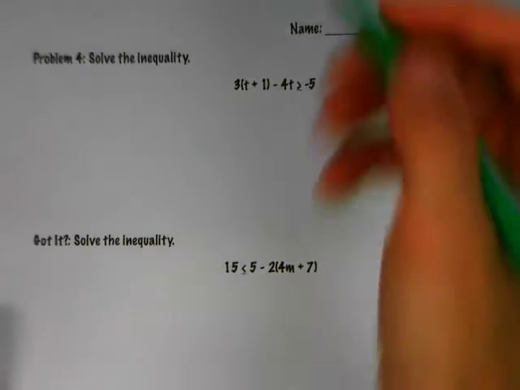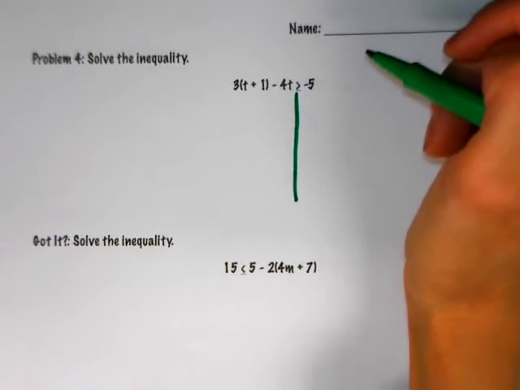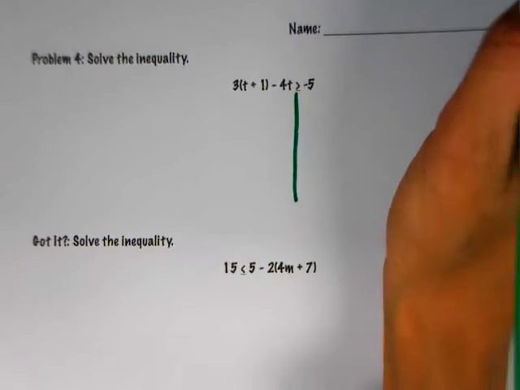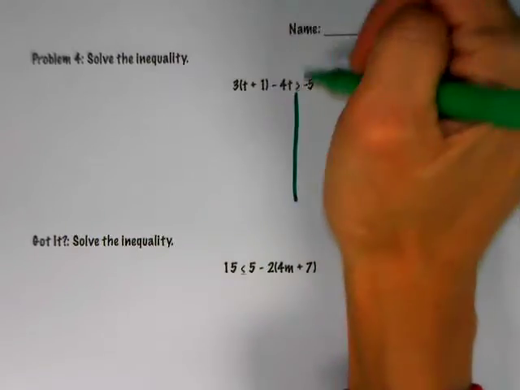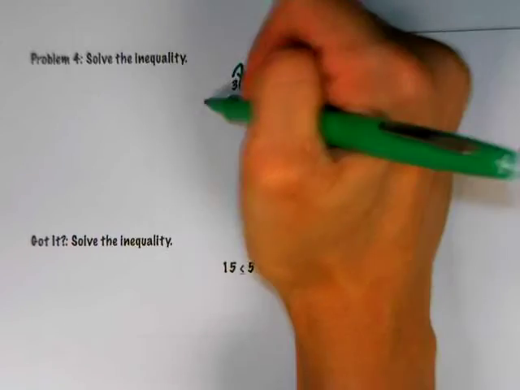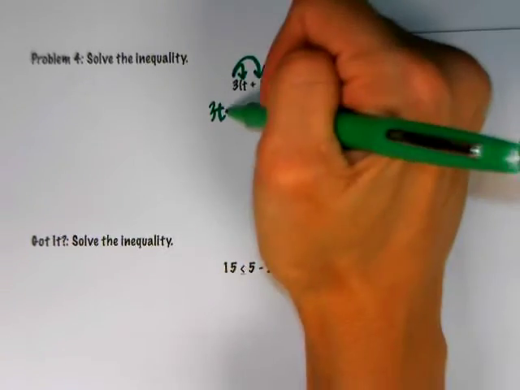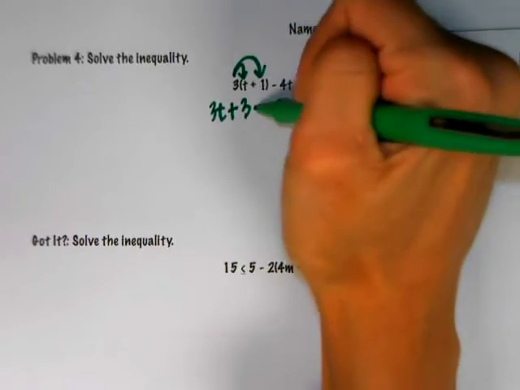Okay. So find your sign. First thing you're going to do is the distributive property, okay? We're going to distribute that 3, and you're only distributing it to the parentheses. So what's 3 times t? 3t. 3 times 1? 3, so plus 3. And then bring down your minus 4t.